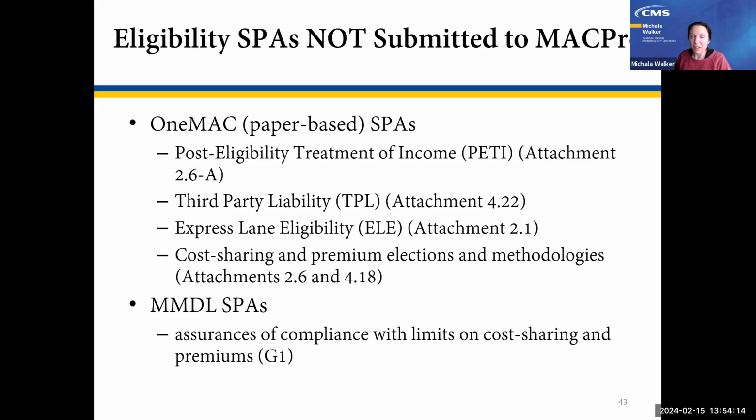The last thing I'm going to cover today is the types of eligibility SPAs not submitted to MACPRO. The first group on this slide lists the types of eligibility SPAs that should be submitted through OneMAC. They include post-eligibility treatment of income, or PETI, third-party liability, or TPL, express lane eligibility, and cost sharing and premium elections and methodologies, as we've discussed earlier in the presentation today.